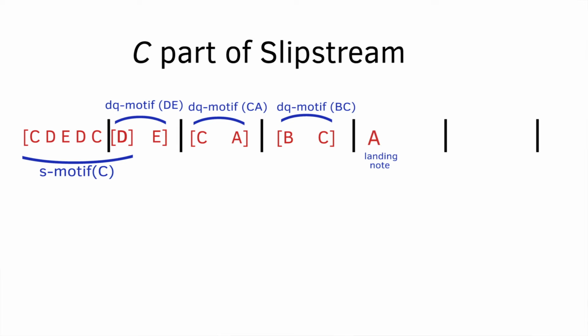That D leaks into 3 dotted quarter motifs in a row. The first one is a D to an E note. The next dotted quarter motif, 2 dotted quarters in a row, is a C and an A. The next dotted quarter note is a B and a C. And then we land on a target note, A.